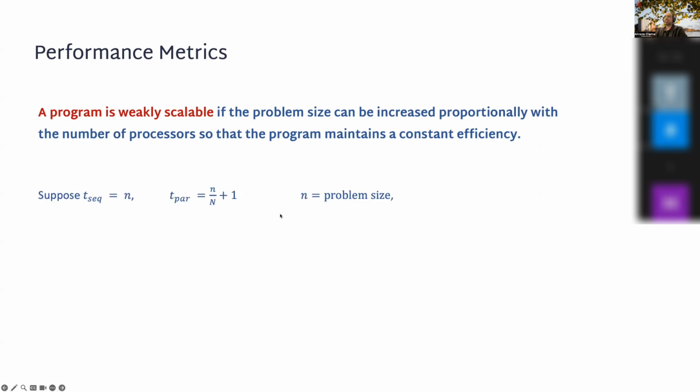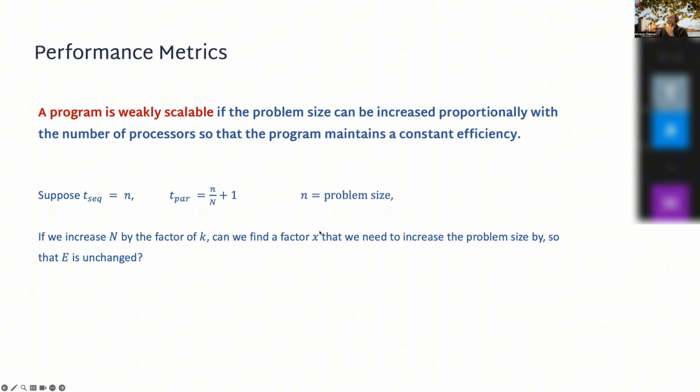So let's see an example. In this case, suppose the sequential time is n, and n is the problem size. So for example, if your problem size is 10, like a vector of 10 elements, then it takes 10 seconds for our program to process that, right? And the parallel time is the problem size divided by the number of cores plus one, right? So assume we have a parallel algorithm that needs that amount of work for processing n elements, okay?